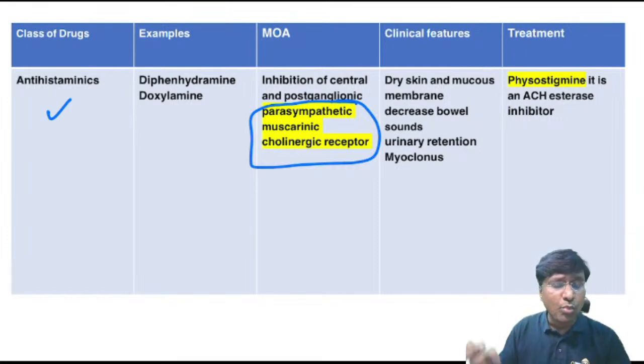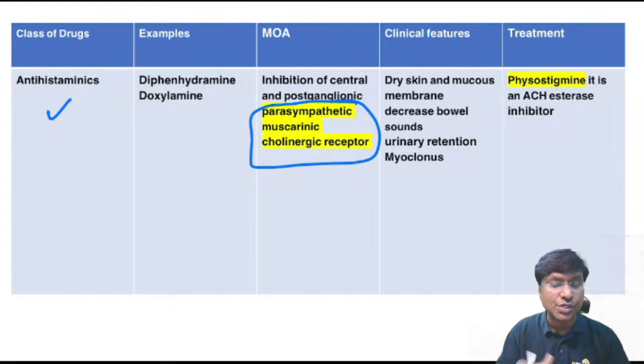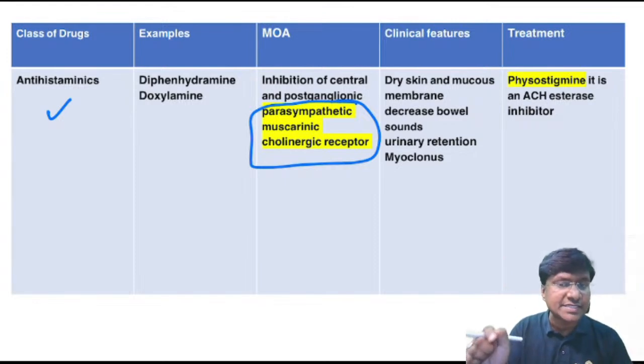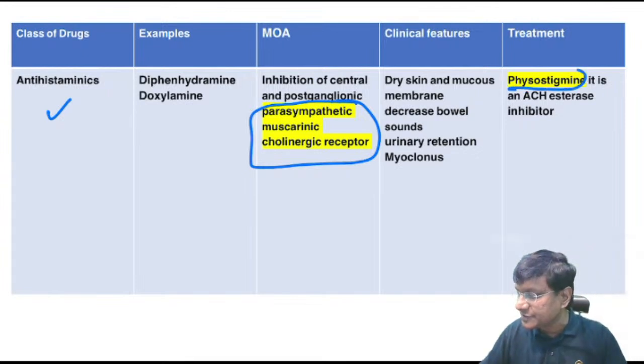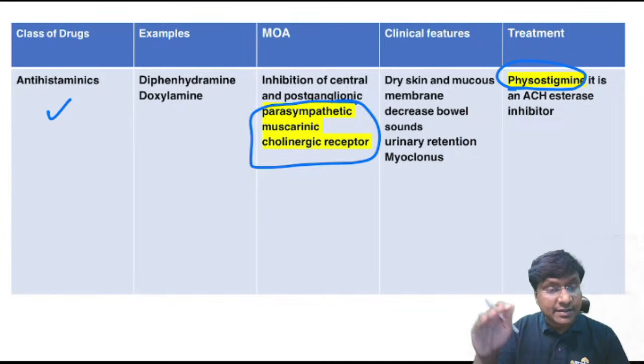So now what do we want? These patients have excessive anticholinergic activity in antihistamine overdose. So we want the cholinergic activity to be increased. The drug which can increase the cholinergic activity is physostigmine. Now, what is physostigmine? It is an acetylcholinesterase inhibitor. That means it will increase the acetylcholine, so the anticholinergic symptoms will be reduced.